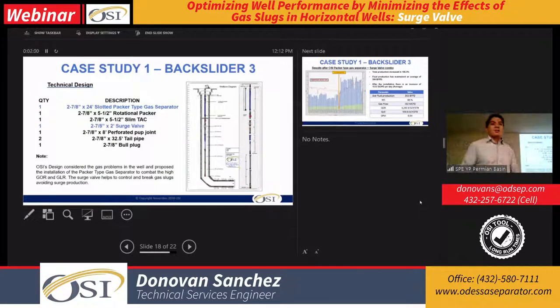So when we got the well, we put our design in the well. We did our 24-foot slotted Packer type gas separator with our surge valve. Everything below was the operator's suggestion. That's what they like to use. So they used an 8-foot perforated sub with nothing for sand, because they don't really see sand issues in their area, but they do see the high gas issues as you saw earlier. So we went with the Packer type and a slim TAC and our surge valve for this well.